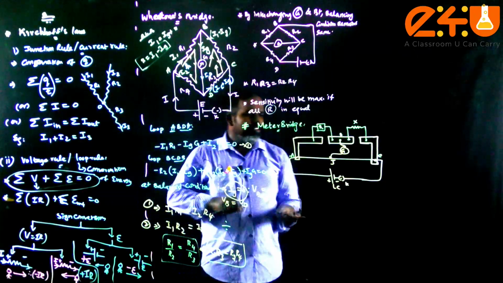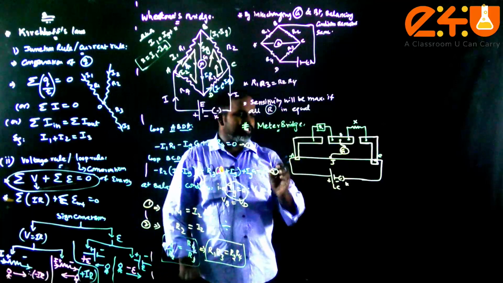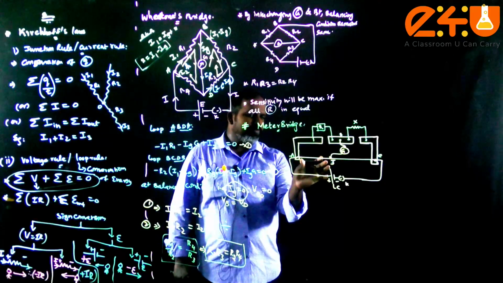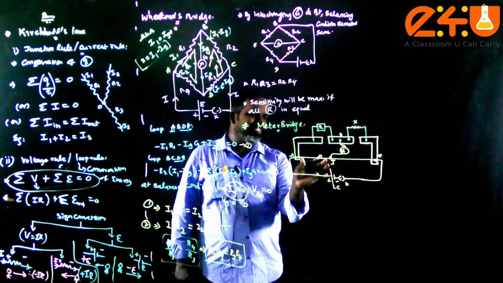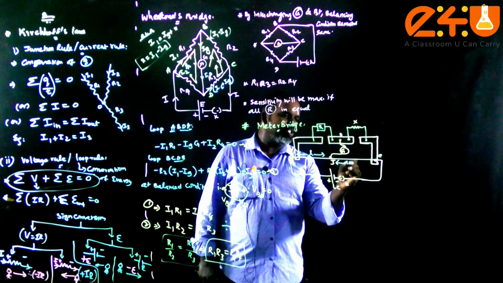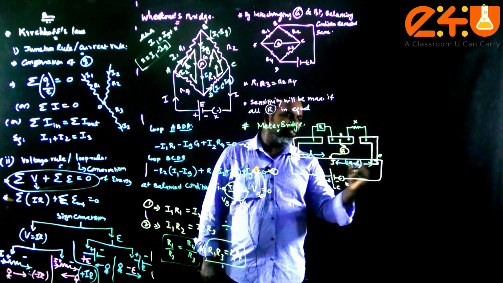meter bridge. Just to see that, as we discussed earlier, R is equal to rho L by A. Therefore, the portion of the wire of length AJ, whose length is taken as L here, and this is taken as 100 minus L in centimeters.